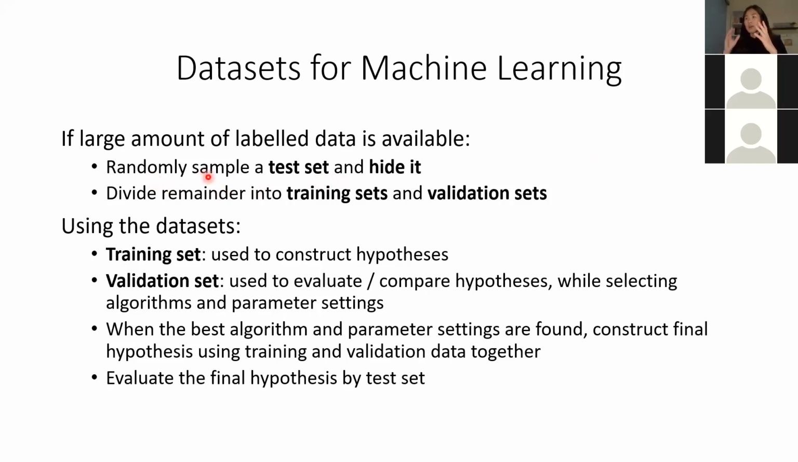So then, okay, I have a data set. I remove some of them for tests. So then the rest of them, I'll just split into training sets and validation sets. What are training sets? The training sets, as the name implies, I will use for training my machine learning model. And then what's this validation set?